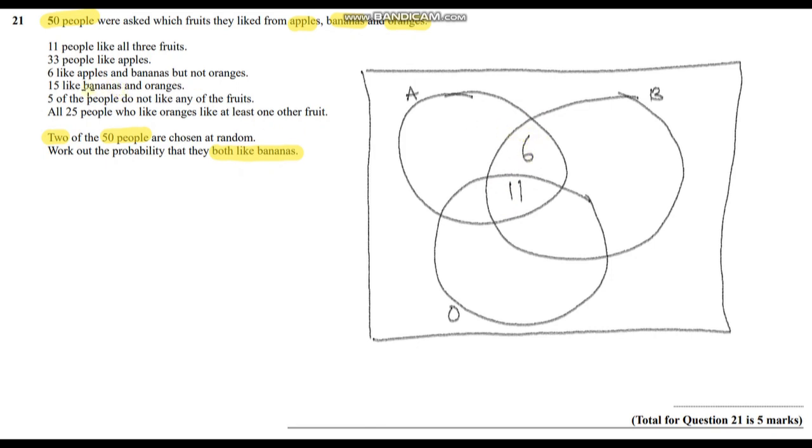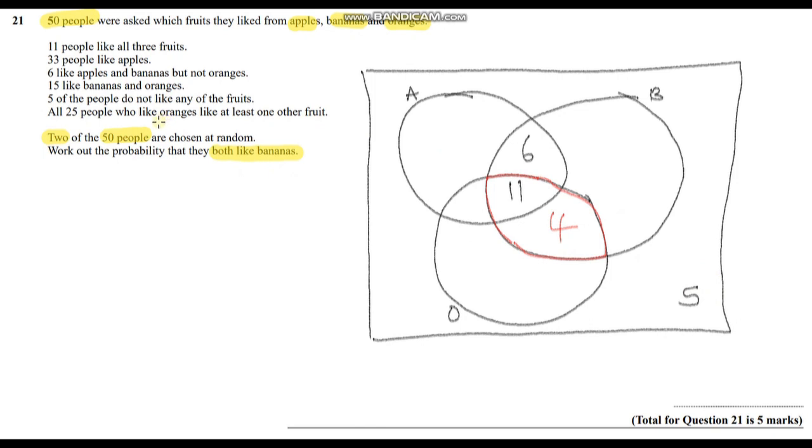Okay. 15 like bananas and oranges. So bananas and oranges. So let's just do this in a different colour. This section here, I'm going to hopefully outline it to help it make it clearer. So in this region, there should be 15. There's 15 people like bananas and oranges. Well, we've already got 11 here. So to make up the numbers, this has to be 4 to make it up to 15. Okay, 5 of the people do not like any of the fruits, so we can put 5 outside our grid.